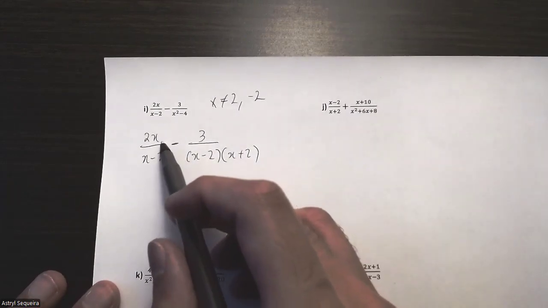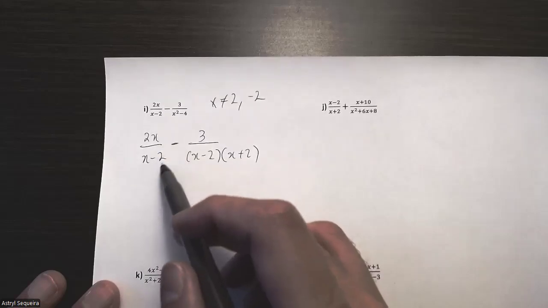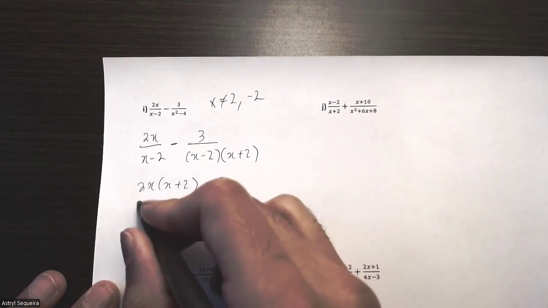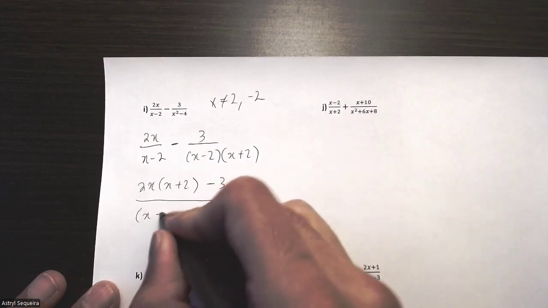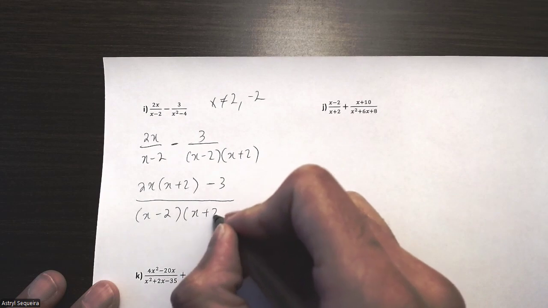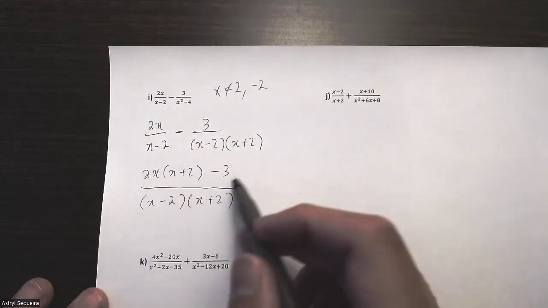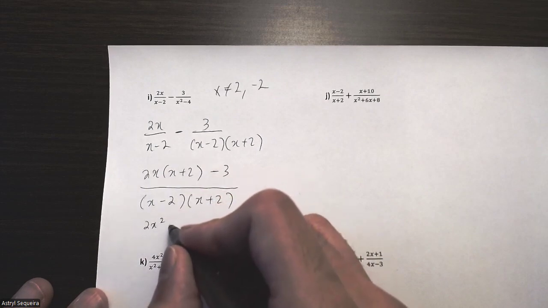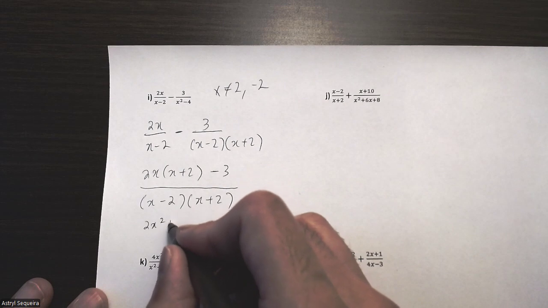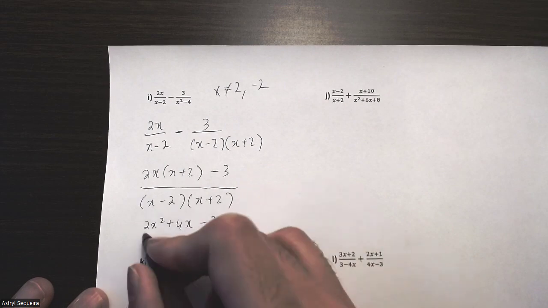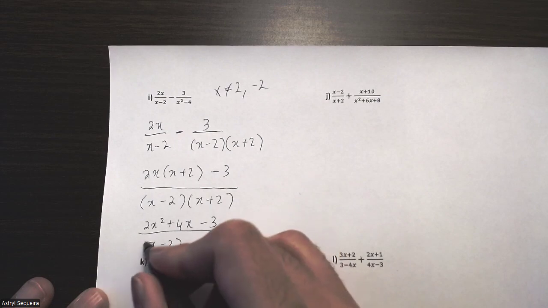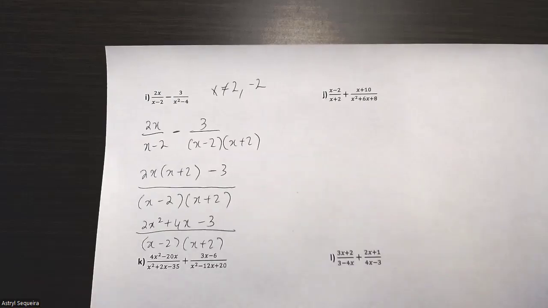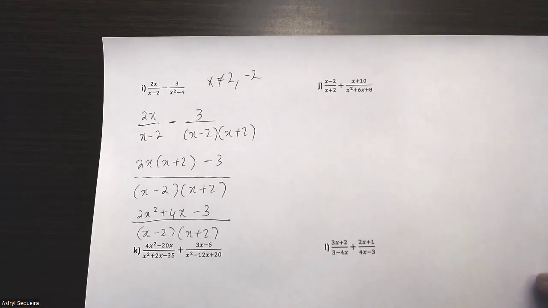So on the top and bottom here, I have to multiply by x plus 2 to have a common denominator. 2x, x plus 2, minus 3. And now my common denominator is x minus 2 times x plus 2. Then I just need to simplify the top. I'll multiply the 2x into the bracket. And then after that, if you had any like terms, you would combine them. But since there are no like terms in the top, that's just my final solution for this question.